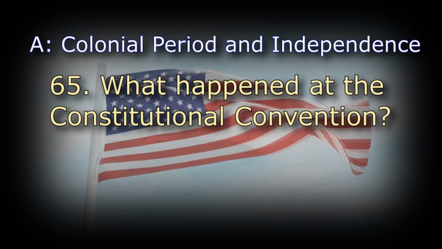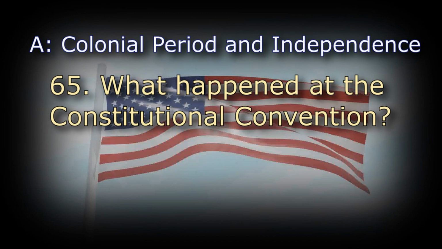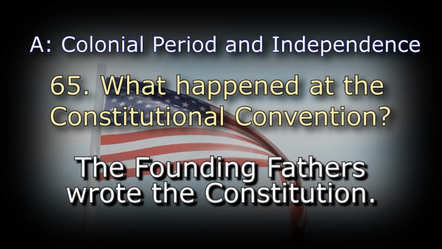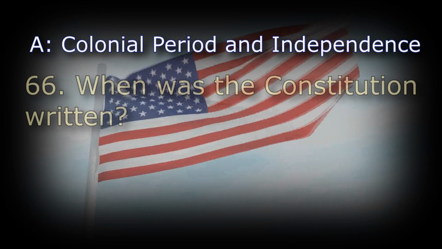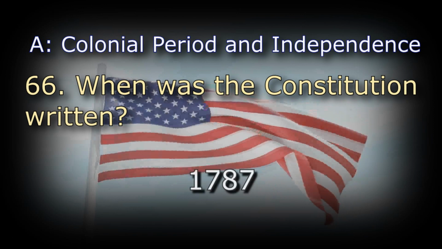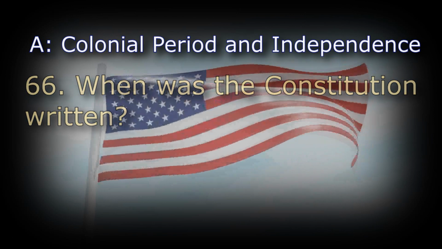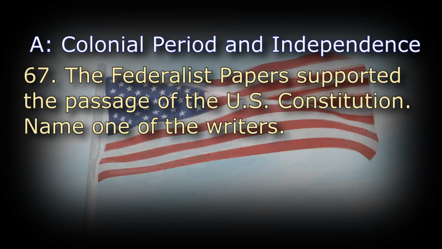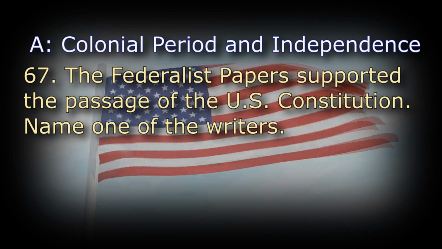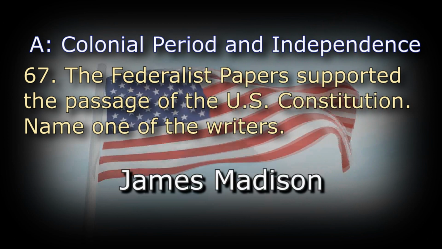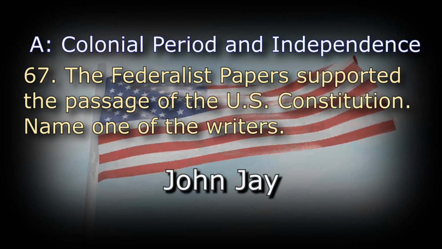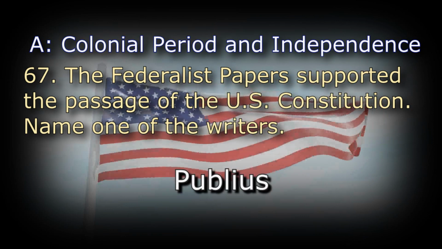65. What happened at the Constitutional Convention? The Constitution was written. The Founding Fathers wrote the Constitution. 66. When was the Constitution written? 1787. 67. The Federalist Papers supported the passage of the U.S. Constitution. Name one of the writers. James Madison, Alexander Hamilton, John Jay, Publius.